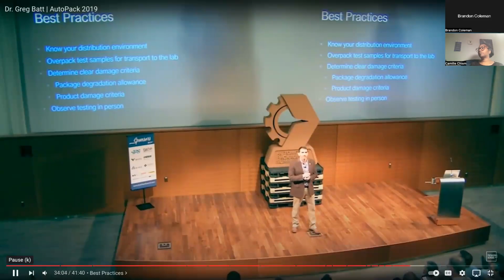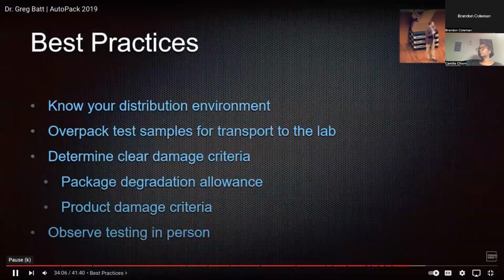Prior to starting our test, it's also very important to have clear damage criteria, both for your product, what constitutes damage and what doesn't, and for your packaging, what constitutes damage and what doesn't. The lack of clarity there on the part of organizations conducting these tests leads to results that really aren't helpful. So clarity up front on that is important.